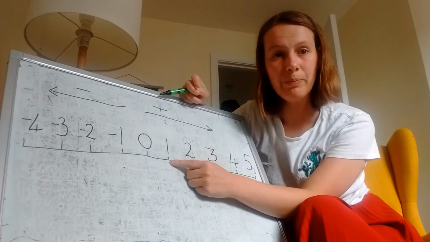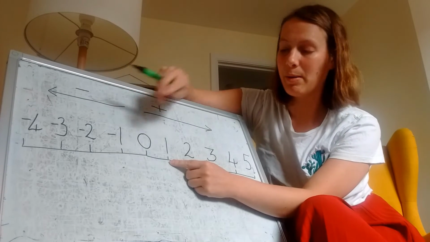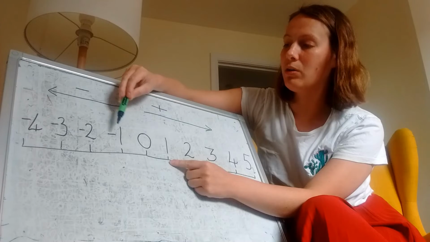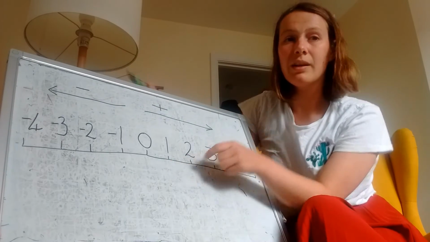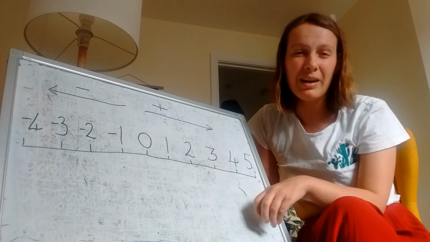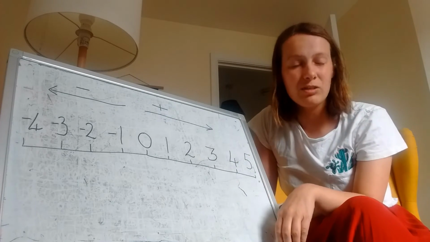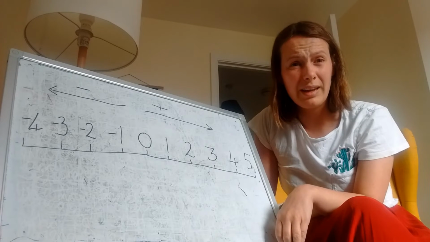Equally, we can go back the way. If I start at 1 and subtract 4, take away 4, I'm going to go that way, back along my number line. 1, 2, 3, 4. That takes us to minus 3. Hopefully that gives you some way into thinking about adding and subtracting with negative numbers.